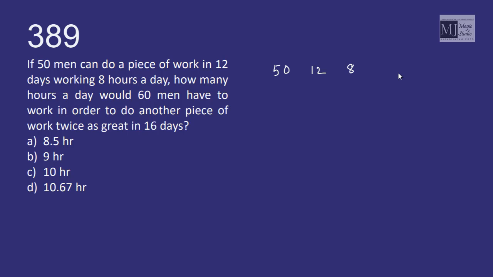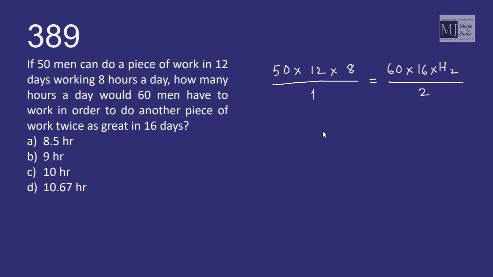How many hours a day would 60 men have to work in order to do another piece of work twice as great? If I take the first piece's work as 1, another piece of work as 2 units, in 16 days, bingo, we have our setup with masala formula.